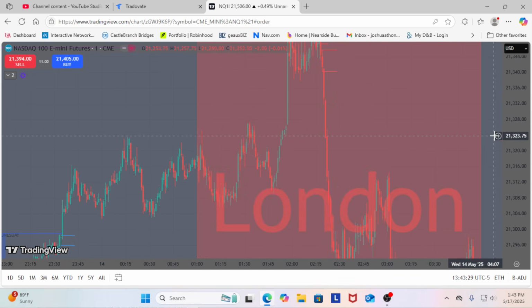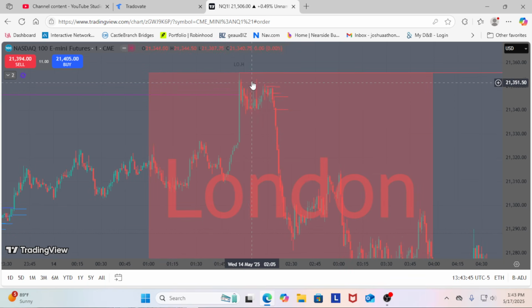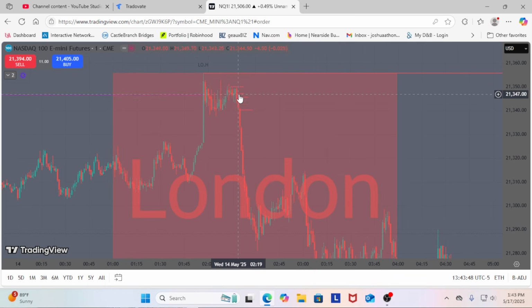Alright, now where I want to enter my trades is London session. I'll wait till London to open, and I'll watch what happens, right? It goes down, it comes up, it goes down. It comes up to the previous New York session high from the prior day. Plays around here. Now you can see the red lines that get printed.